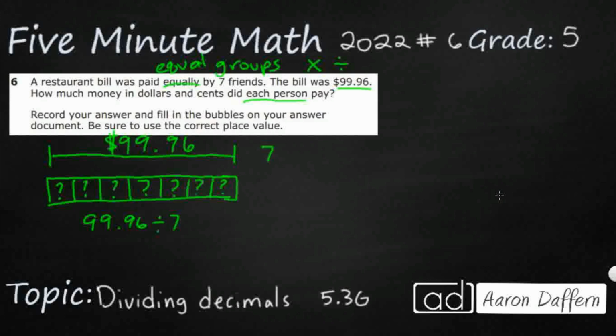So let's set this up as long division. 99.96. All right, so we learned about long division in 4th grade. Now we're going to do the same thing. We're just going to divide with a decimal. Nothing really happens, except you just need to take that decimal that's in the dividend there, bring it up to the quotient bar, the answer bar, and you're good.